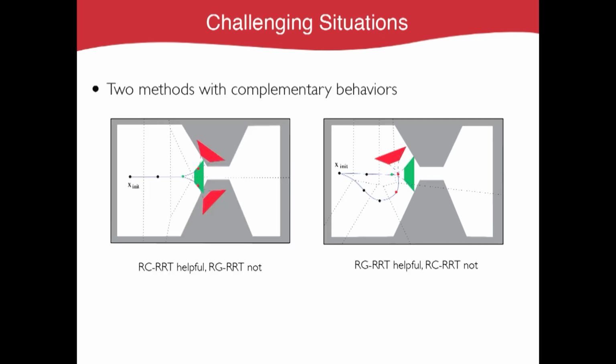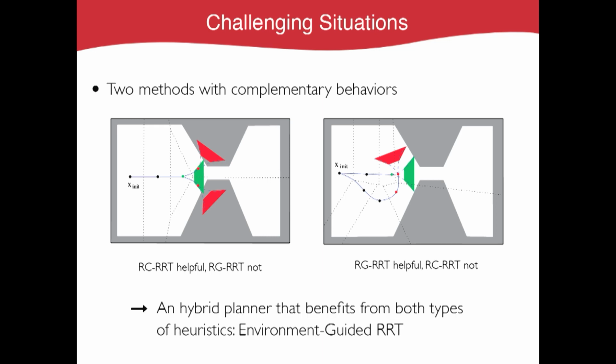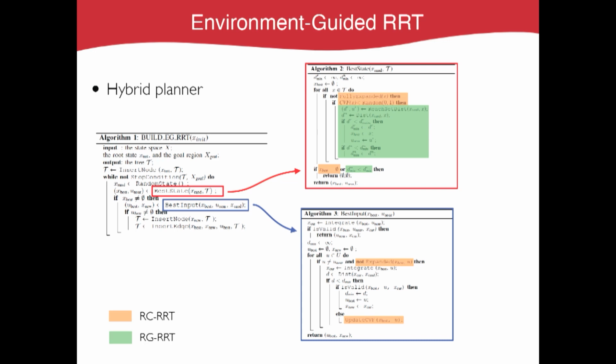So to sum up, you've got two methods from the literature that improve RRT that really have complementary behavior, that are really helpful in some kinds of situations, whereas the other is not in that situation. So what we propose here is a hybrid planner that benefits from both types of heuristics that we integrate in a planner that we call environment-guided RRT. We propose a nice way to combine these methods within a single algorithm. So it's really a hybrid planner that combines these two methods. I will not go into details of the algorithm here.